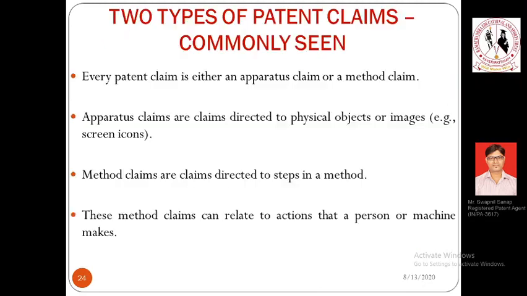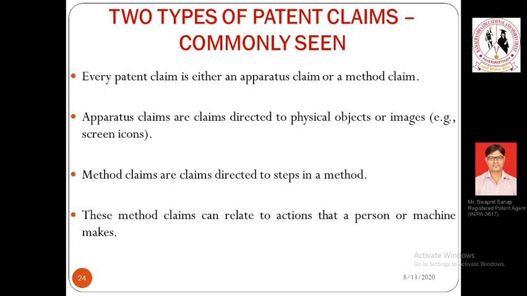There are two types of patent claims which are very commonly seen in a patent application. One is called an apparatus or a system claim, and the other is referred to as a method claim. Every patent claim is either an apparatus claim or a method claim. It cannot be both. Sorry, it can be either, but it cannot be both.